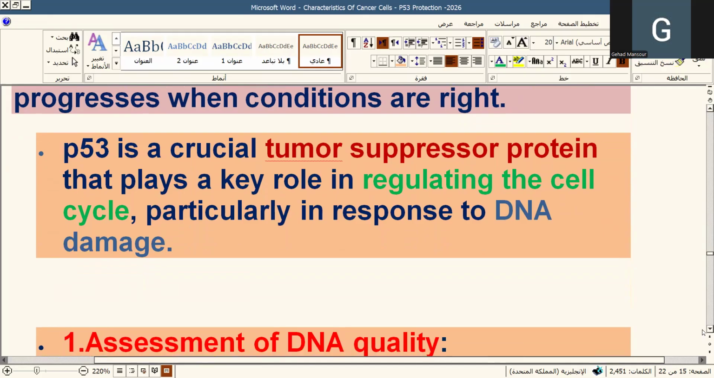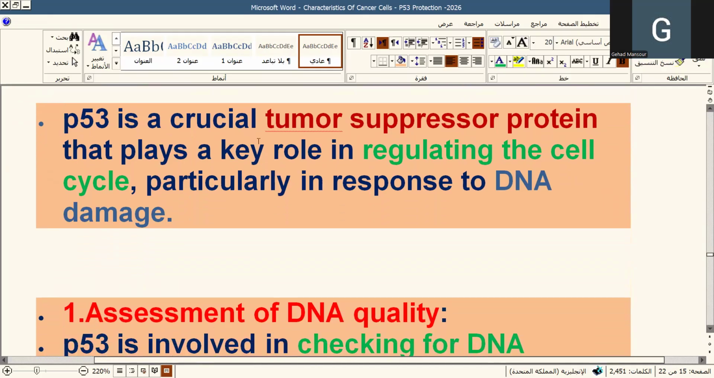So P53, which we are focusing on today, is a crucial tumor suppressor protein. Generally speaking, P53 is an inhibitory protein, meaning that it will check on the cells at the G1 point, or the restriction point that lies between G1 and S. And if it finds any abnormality, it will pause the cell temporarily in an attempt to correct the DNA abnormality, or permanently if the damage in the DNA proves to be irreparable.